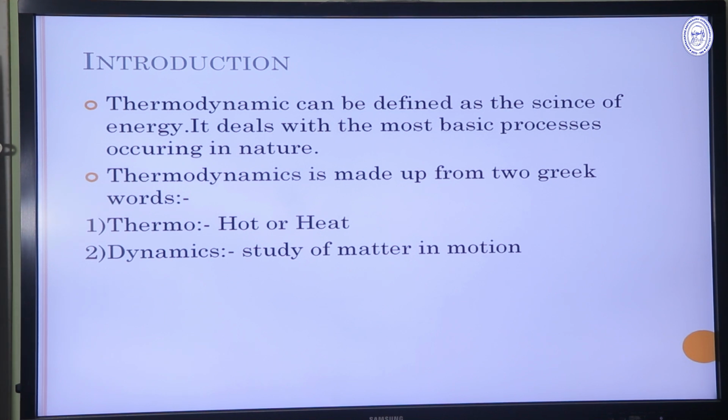That means the biological processes, whatever is going on, in which form, in which mode, and whether the process is going to happen or not, we will understand if we understand the basic concepts and the laws of thermodynamics. So we can say that it deals with the most basic processes occurring in nature. Now this word thermodynamics is actually made up of two Greek words, where, as we all know, thermo means heat or hot and dynamics means movement or motion, or we can say study of matter in motion.